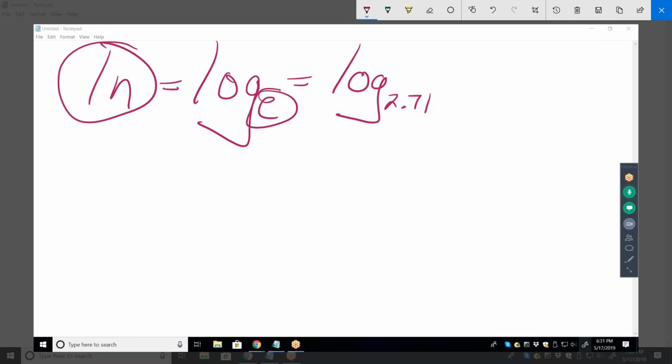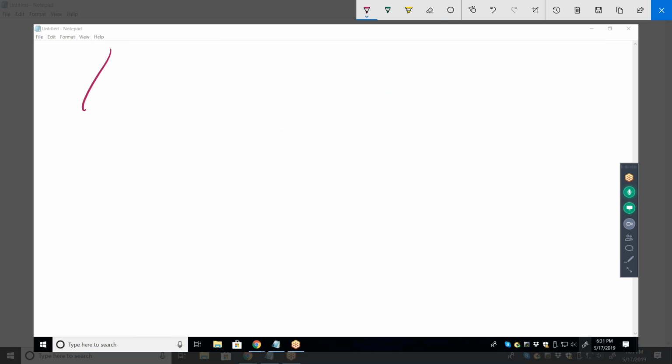That's why there's a special notation for log base e. It is so common when you go to higher maths like calculus, everything is natural log. Everything is log base e. So they give it its own expression, natural log. Okay, so that's what natural log means. Now, what did you have? Natural log of what?